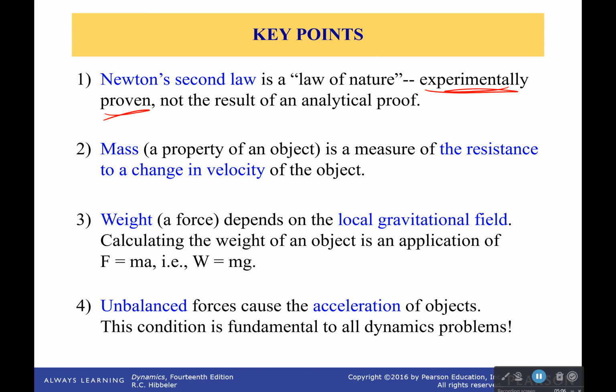Mass is a property of an object, and it's the resistance to a change in velocity. And pound force is not mass. Don't make that mistake. Weight depends on our local gravitational field. It means it's going to change when we're on a different planet. You have a different weight on Jupiter or the moon, and that's because it's proportional to gravity. Mass does not change, your weight will change.